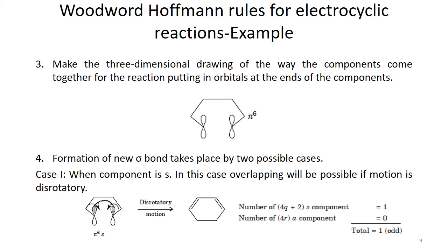In this case, the number of 4q plus 2s components is 1, but there are no 4r plus 2a components, because we are not talking about antarafacial here. So it is 0. The total number of components that we get is 1, which is odd. In the rule we discussed that if the number comes out to be odd, then it is thermally allowed, and we are not talking about the excited state here. So this is thermally allowed and photochemically forbidden.